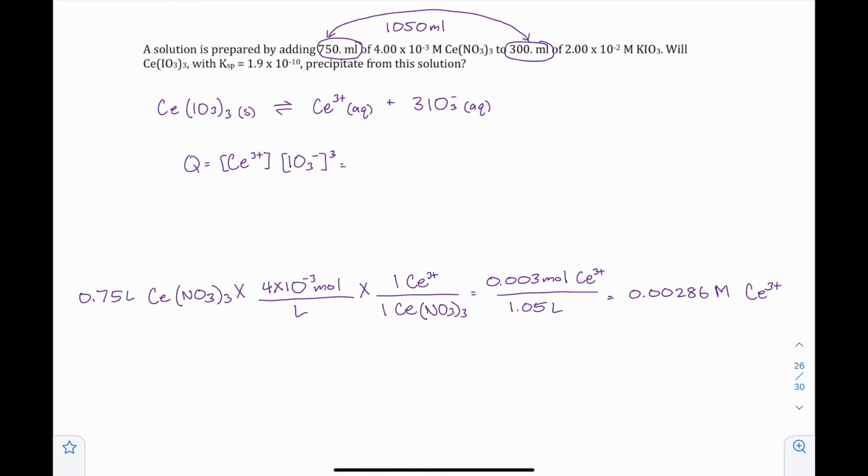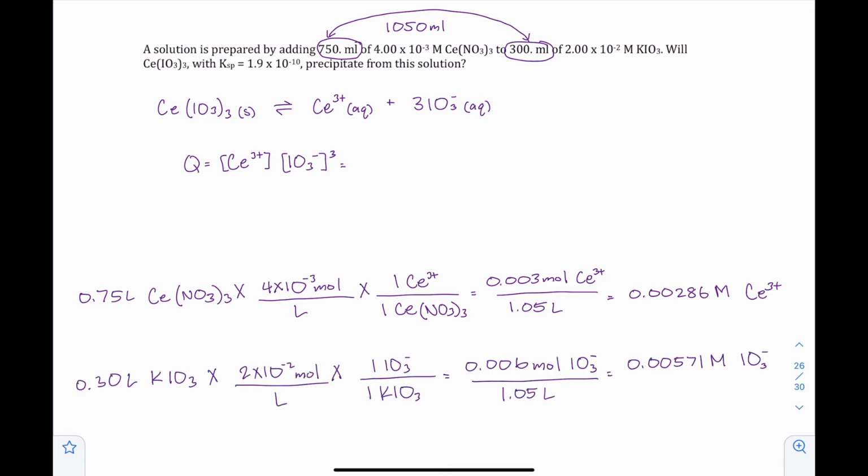The second reactant is potassium iodate. Convert the starting amount of potassium iodate to moles of iodate ions and then divide by the total volume of the solution to get the concentration of iodate ions at the beginning of the reaction. Now keep in mind that the nitrate and potassium are both spectator ions because they don't participate in the reaction. We only care about the concentration of cerium and iodate ions.